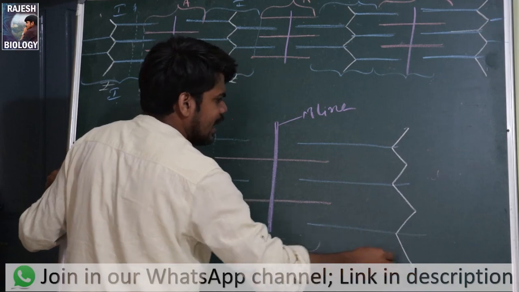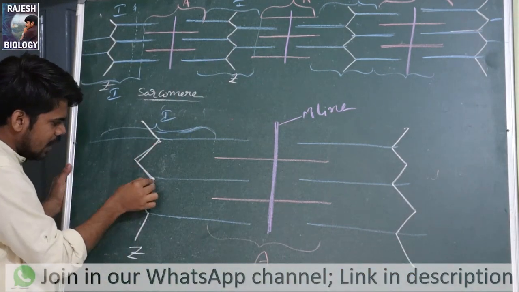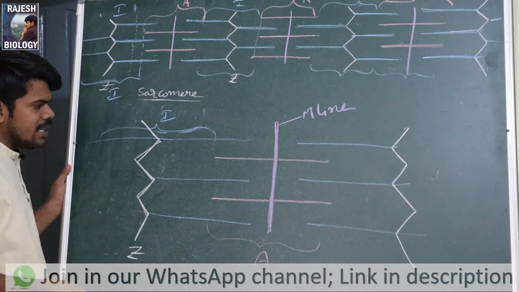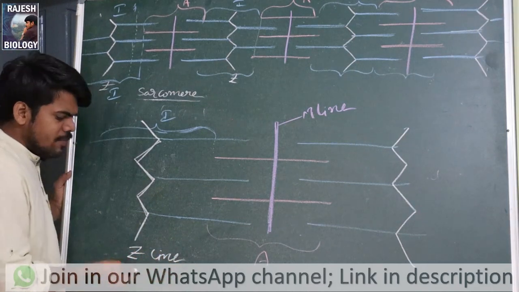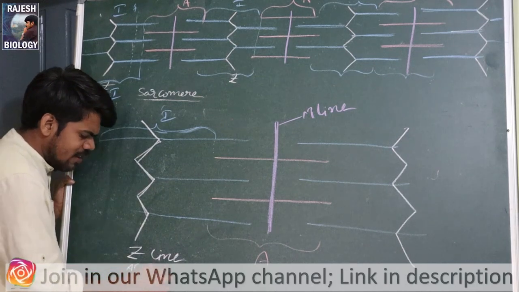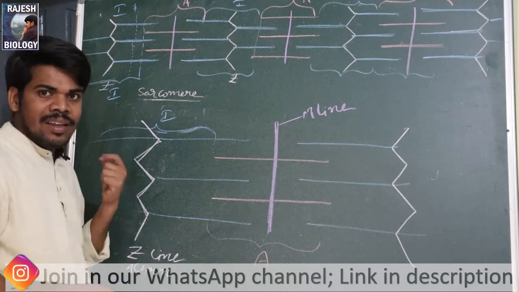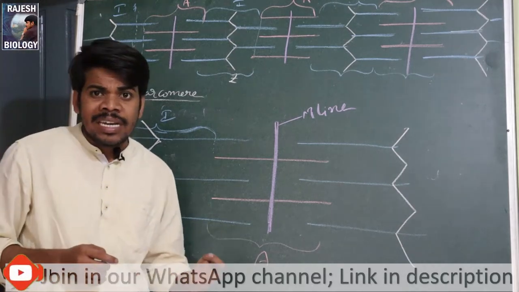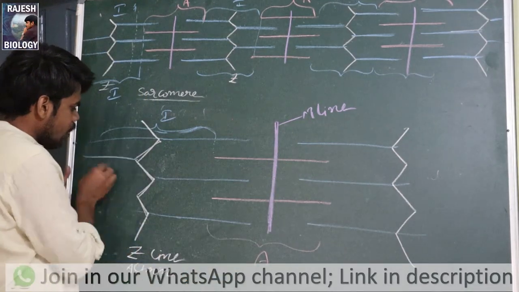Why is it called the Z line? Because it gives a Z-type appearance. It is made up of actinin. Very important, it is not actin, it is actinin. Actinin has the ability to bind with actin. So this is actin.